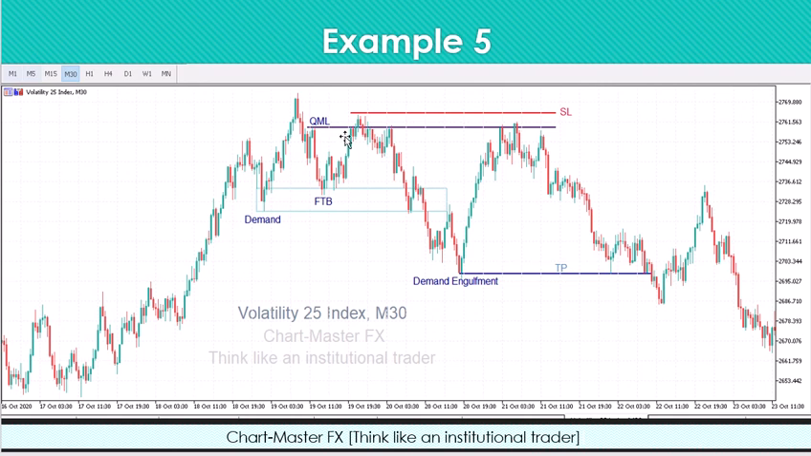And what happened? We have a higher high here. So in this case, guys, you can see that this demand was engulfed. Once we had an engulfment of this demand, we would wait for the price to come to this QM level. As the price comes to this QM level, then you can place your trade.